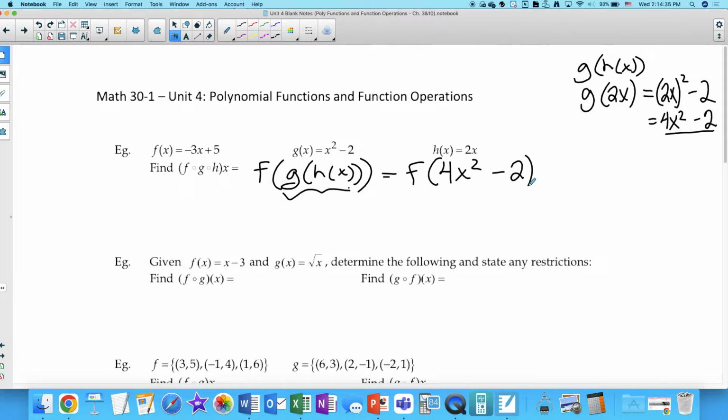Okay, and now I can look at, okay, well, what's f of x? It's negative 3x plus 5. So I'm going to rewrite that function, but again, replace the x with brackets. Negative 3 times something plus 5. And in here, I'm going to put whatever was in here. 4x squared minus 2.